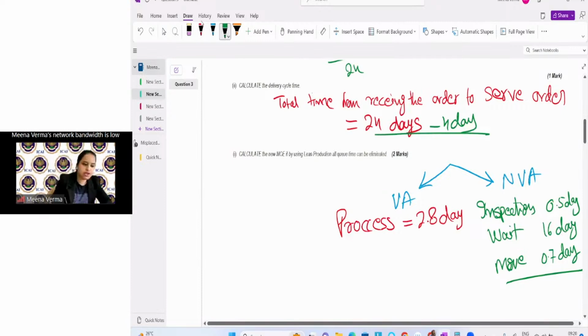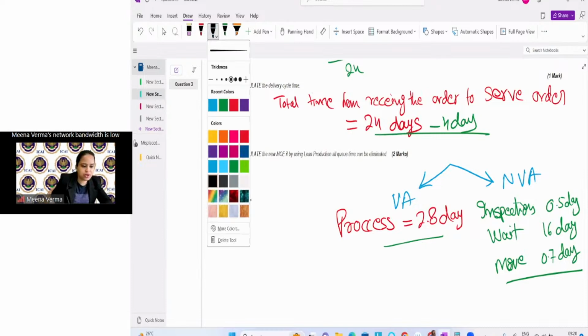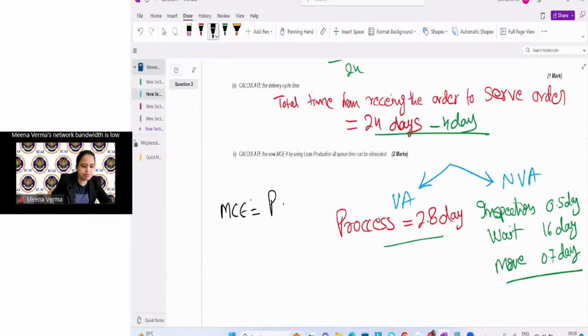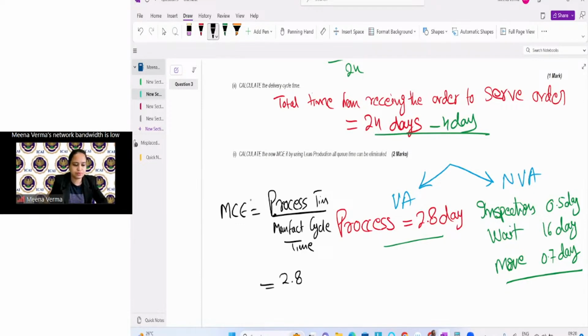Now we have to calculate the manufacturing cycle efficiency. What is the formula? Process time divided by manufacturing cycle time. What is the process time here? 2.8 days. What is the manufacturing cycle time? If you add all these times, it will become the manufacturing cycle time.